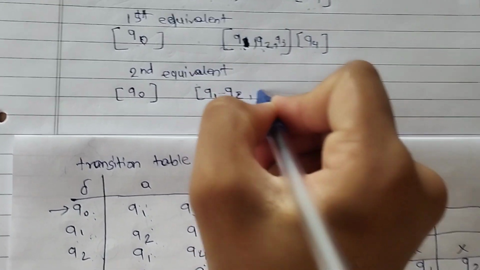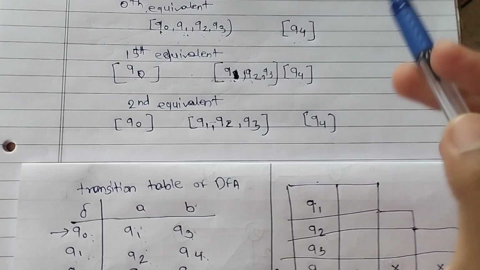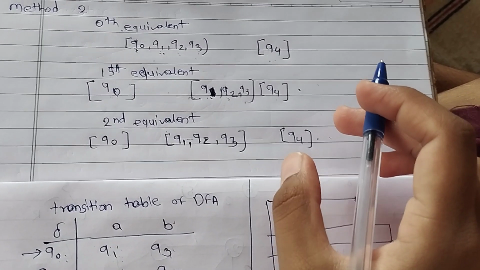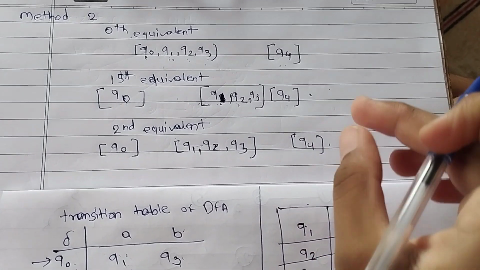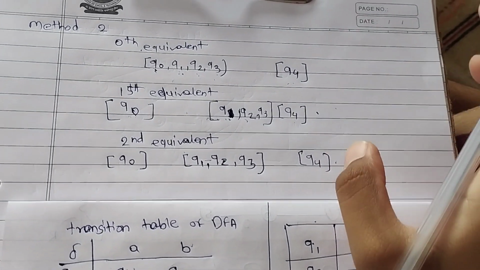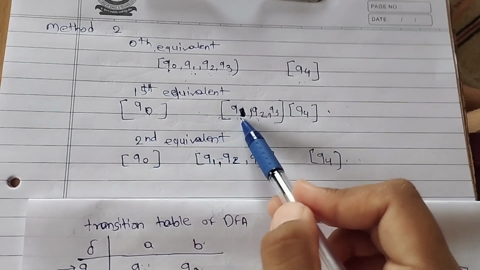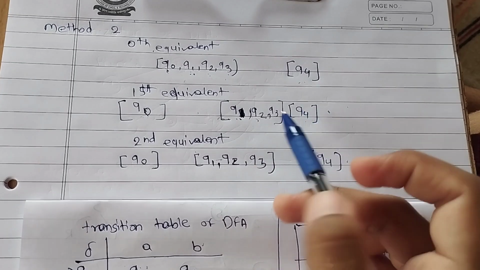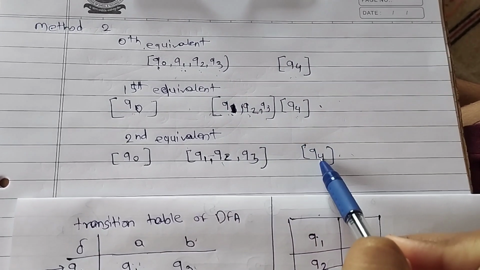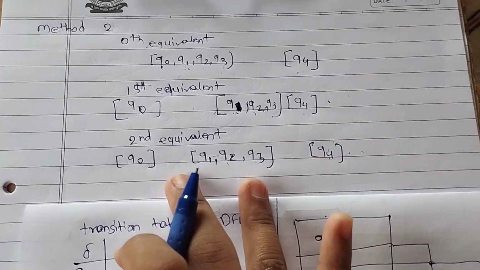So this Q3 is also paired with this Q1, Q2, Q3. So these two states we get the same. Follow the procedure where if we get two equivalents that are the same, then in that condition we stop. So here is also one group, Q0 is present, and here also Q0 is present. Q1, Q2, Q3, this one group is present in the first equivalent and also in the second equivalent, and Q4 and Q4. So these are equal, so we stop here, and these are our final groups.